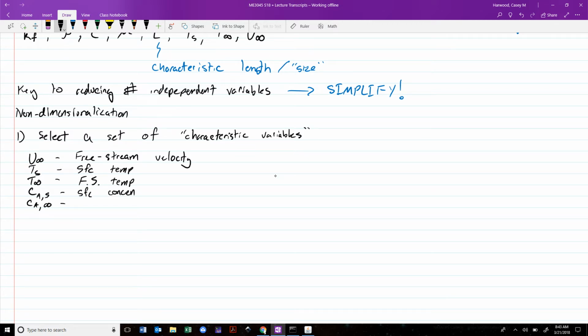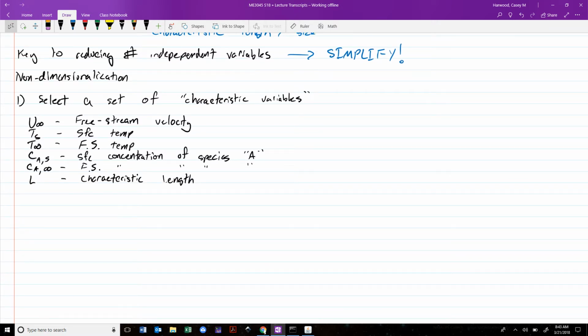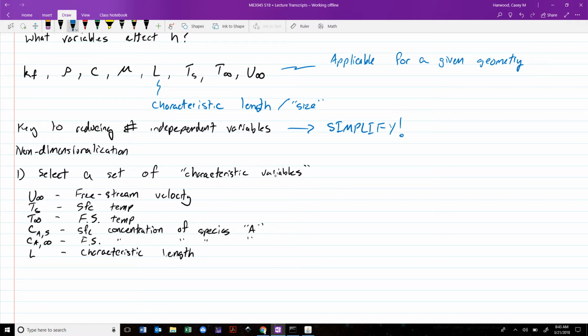Surface concentration of species A and free stream concentration of species A. So if we take these as our characteristic variables, and also L, which we already established is our characteristic length, then if we take our original set of variables that we defined up here, we can write out a non-dimensional set of variables in terms of those and these characteristic scales.